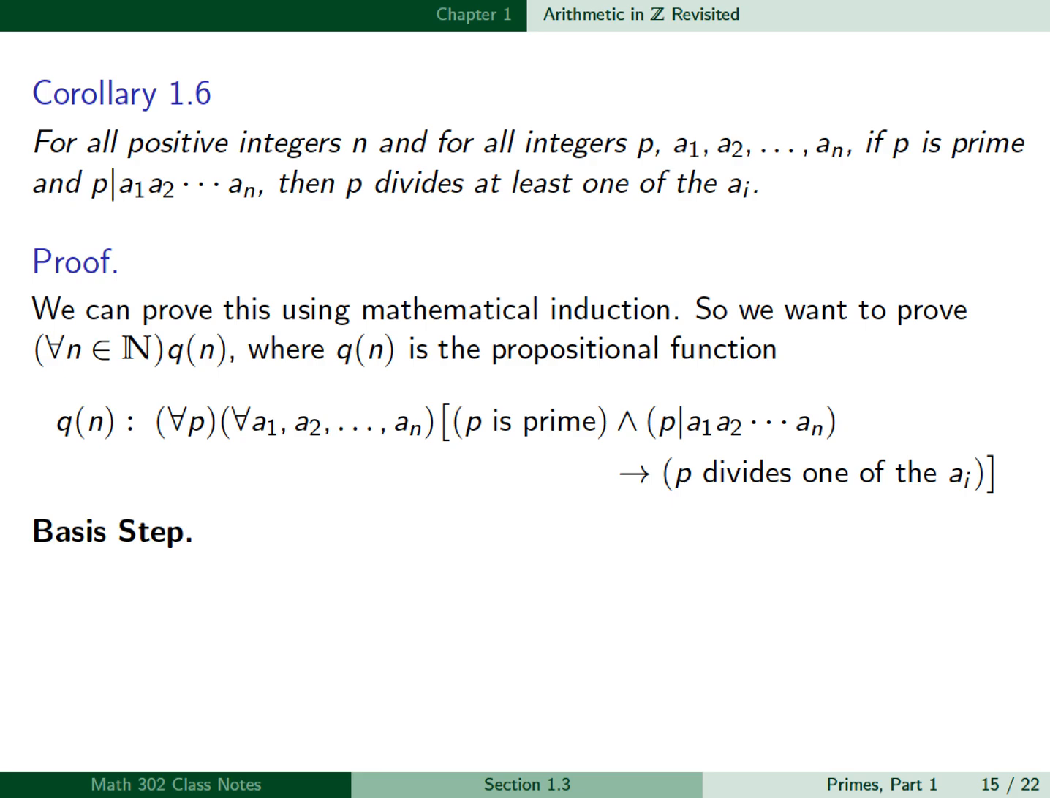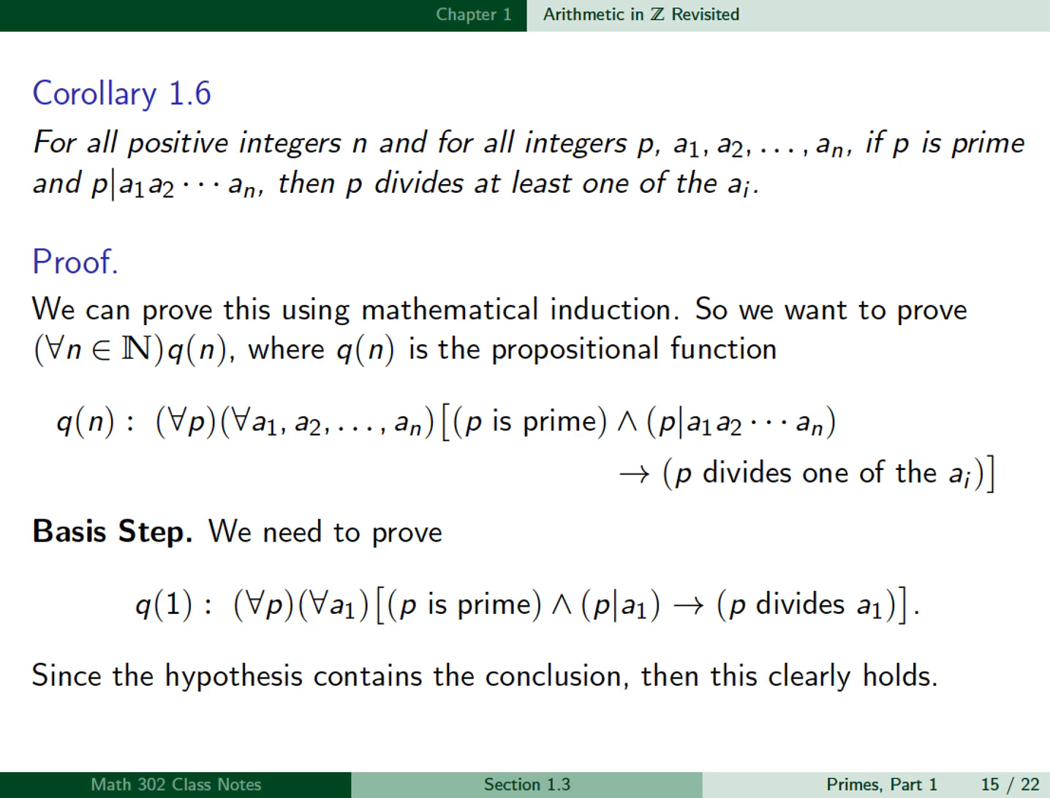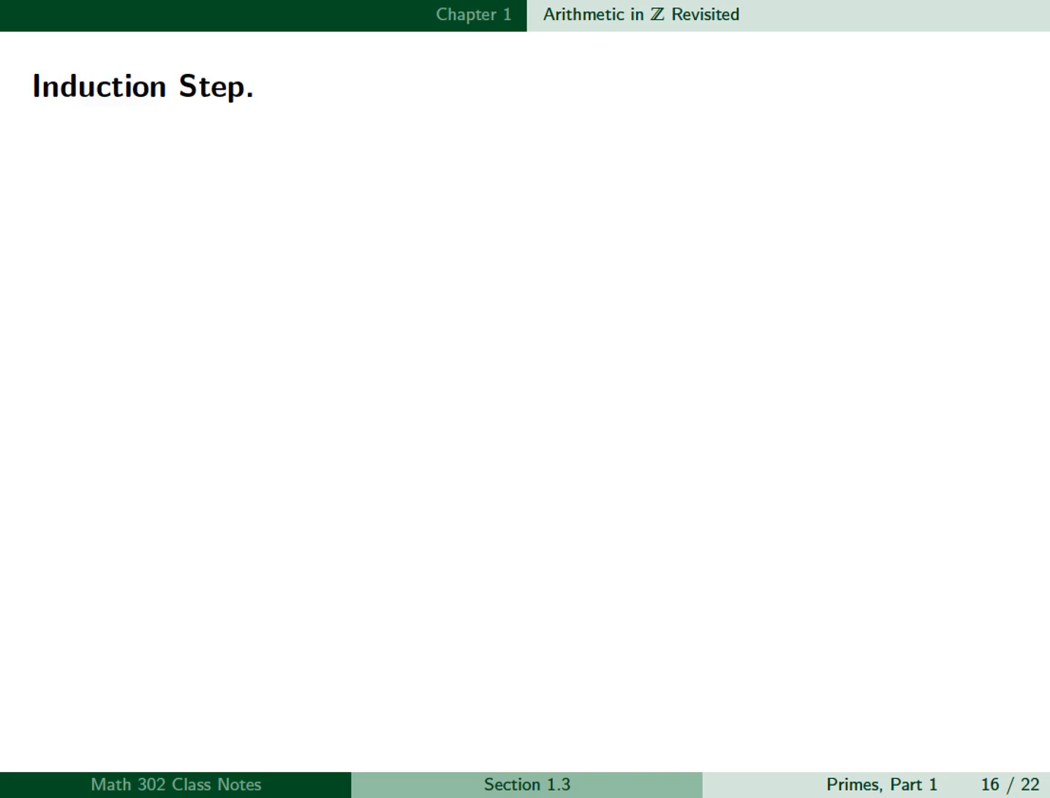Okay, so to prove this using induction, we first have the basis step. So we need to prove Q(1). And so Q(1) will say for all p, for all a1, if p is prime and p divides a1, then p divides a1. Well, since the hypothesis contains the conclusion, then this clearly holds. Next, we have the induction step. So we need to prove for all k in N, Q(k) implies Q(k+1).